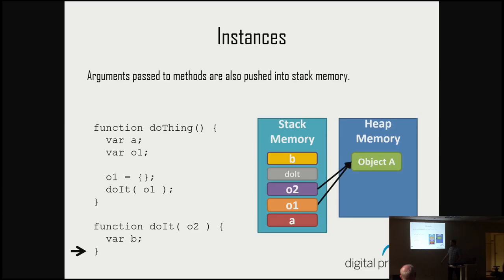Okay. So we've got a reference to that object, and as we're going along here calling things, we're keeping these references. So in this case, we called something, we had object one, and it had a reference to object A, and then we called a function called doit, and we passed this object through, and so we have an O2 in memory, which actually happens to be the same reference as O1, so they're pointing to the same thing in memory. So as we're going along, we're constantly keeping references from the stack to the heap as we move things along.